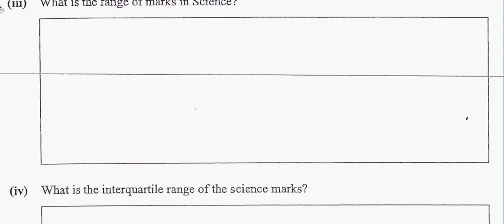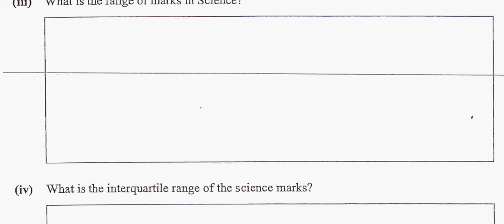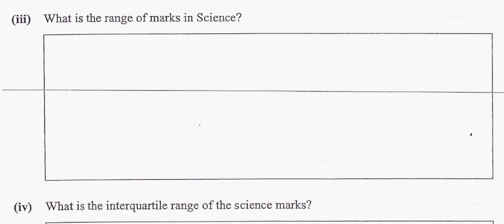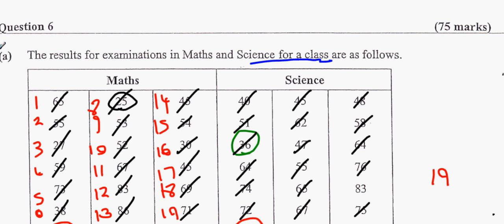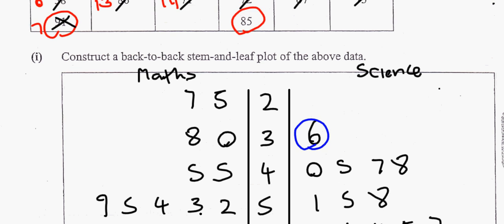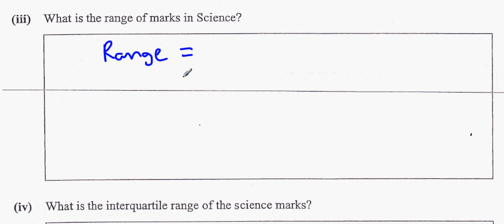Next part. What is the range of marks in science? The range of marks in science is basically the top value minus the bottom value. So range, this is not included in your tables, by the way. It's top mark minus bottom mark. If you go to the last page, you can tell from your stem and leaf what it is. It's going to be 85, which is this one here, and 36 is the bottom one. So it's 85 minus 36, which is 49.